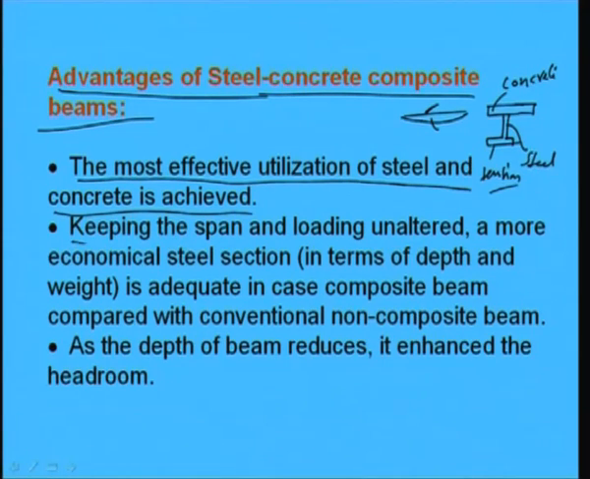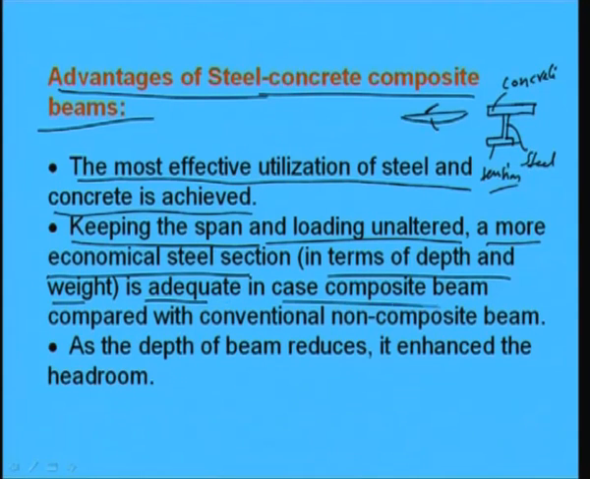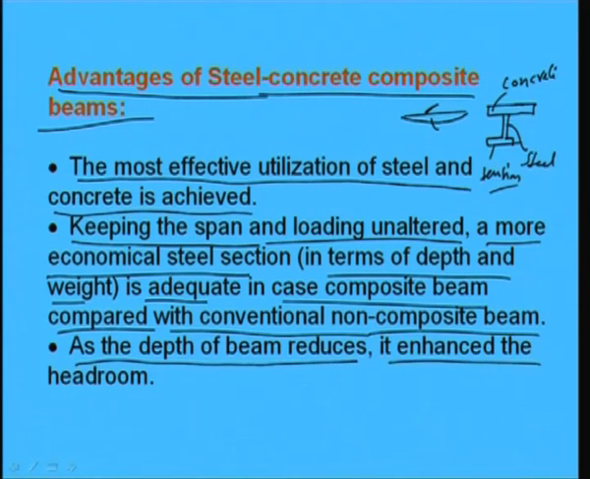The second advantage is, keeping the span and loading unaltered, a more economical steel section in terms of depth and weight is adequate in case of a composite beam, compared with a conventional non-composite beam. That means if we use a steel concrete composite beam, then we can find a more economical steel section. As the depth of the beam reduces, it enhances the headroom. So, with the use of a steel concrete composite beam, we can enhance the headroom.